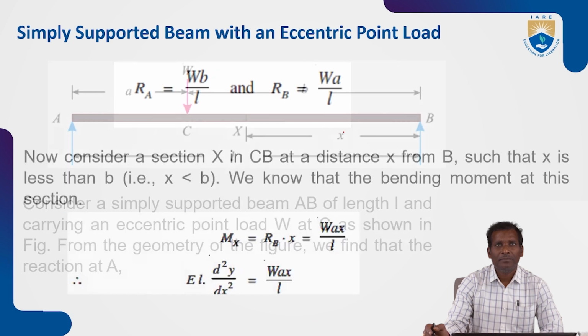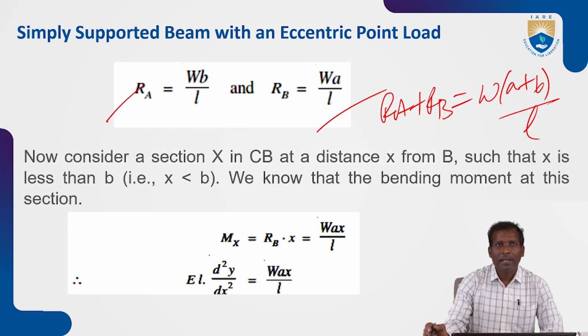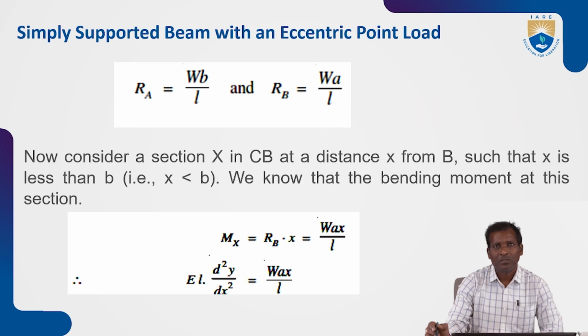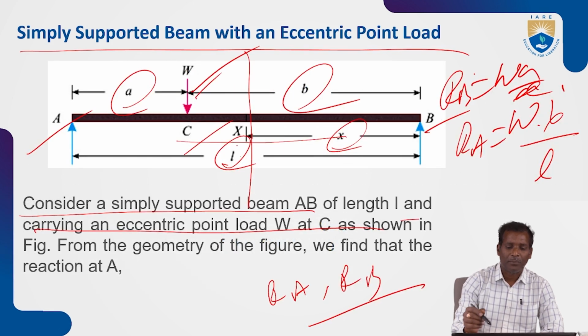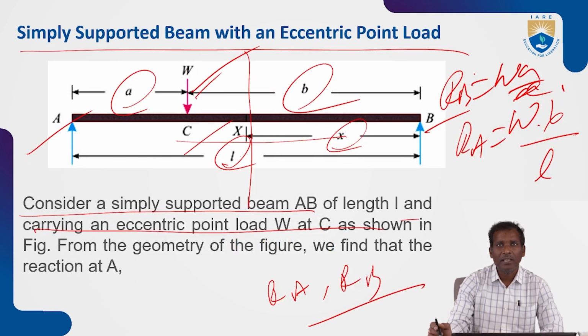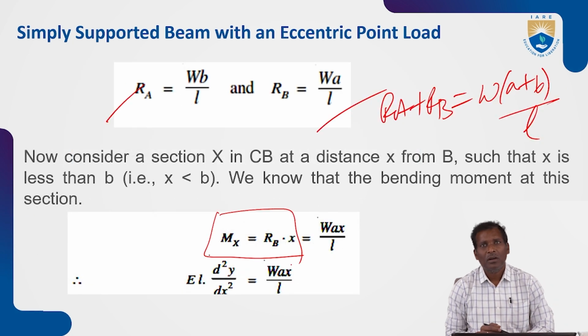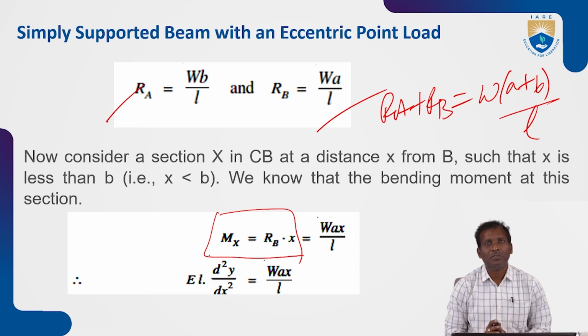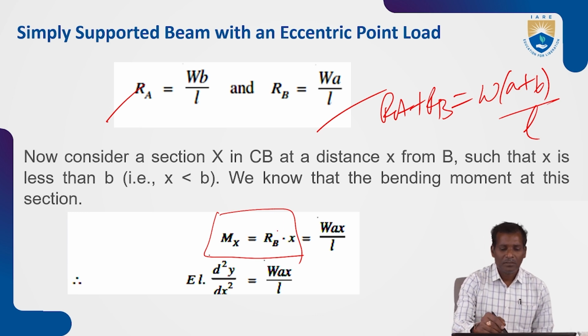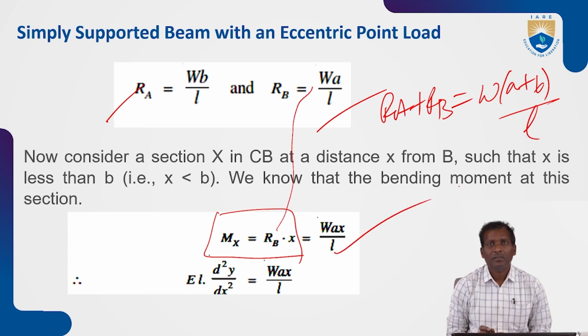As shown in figure, such that the X value is less than B. We know that the bending moment at this section is calculated as RB multiplied with the distance. Mx is equal to the reaction force RB multiplied with the distance X from B in CB. So RB is WA by L, into X.